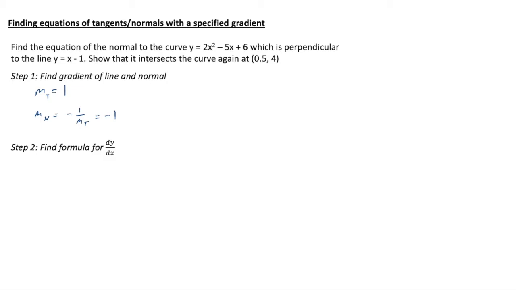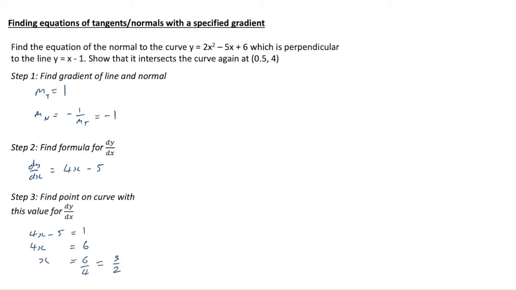We need to find a formula for dy by dx because we know the gradient, but we don't know whereabouts this tangent would be hitting the curve. So we differentiate. Dy by dx is 4x, which is the 2 times the 2 that comes down, so 2 times 2x, minus 5. Find a point on the curve with this value, the 1, for dy by dx. So we need 4x minus 5 equals 1. That means 4x is 6 by adding 5 to both sides. Divide by 4 gives us x is 6 over 4, or 3 over 2.